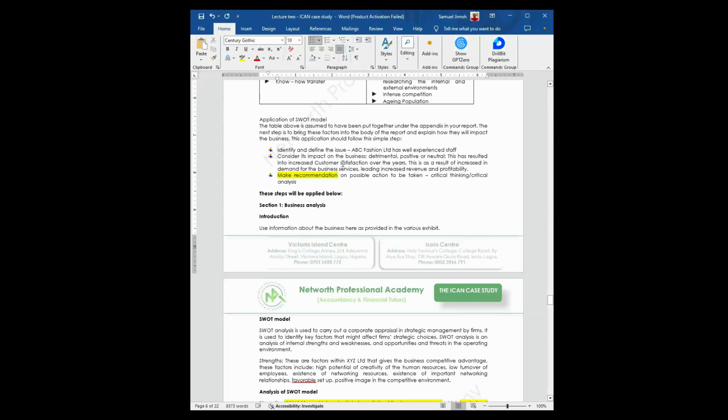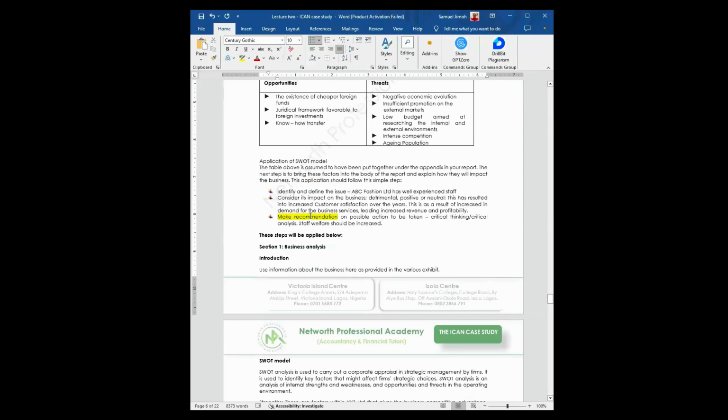You make a recommendation. So let's assume the madam has been maltreating the experienced staff. In fact, she has not been paying them well. Then we can advise her to do what? We can recommend that staff welfare should be increased. We can just leave it like that. That staff welfare should be increased.